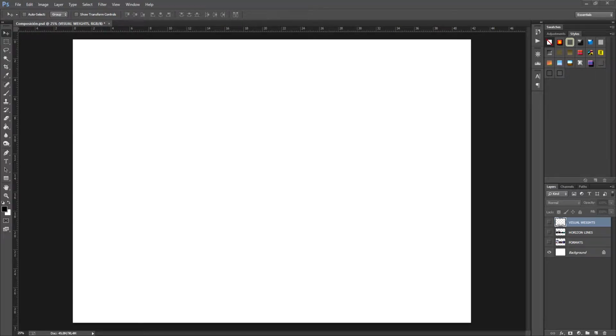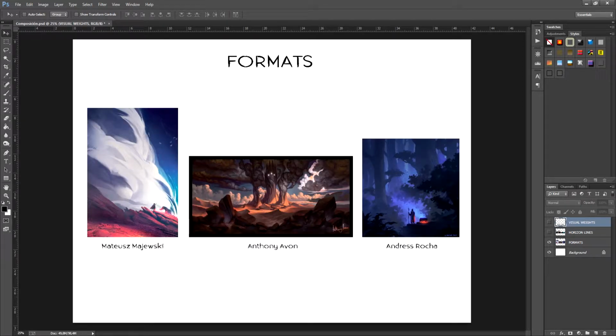Yo, what's up? In this lesson, we're going to be learning the rules of visual composition and weight to use in your illustration. We're going to learn about formats, about horizon lines, visual weight, and about the rule of thirds, okay? So let's get started with the formats.